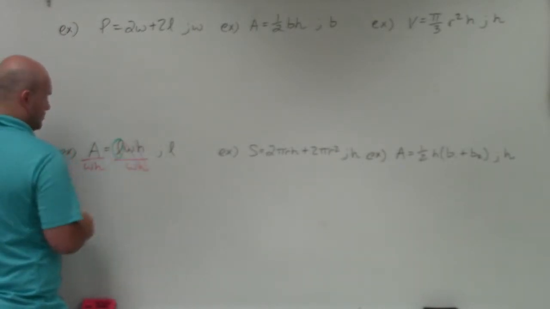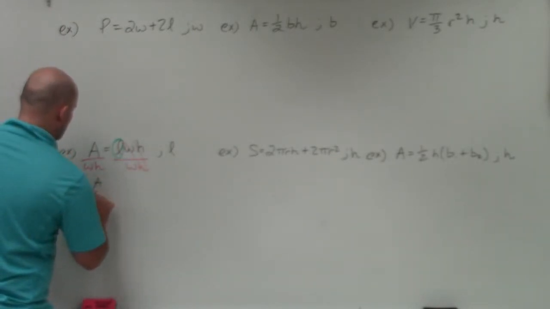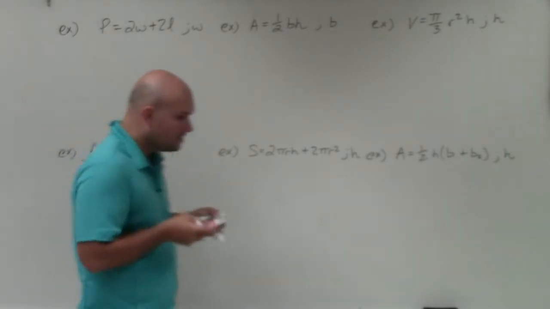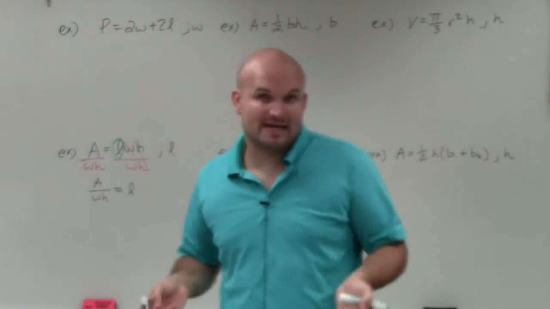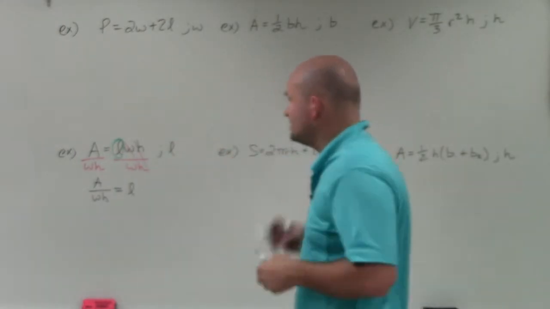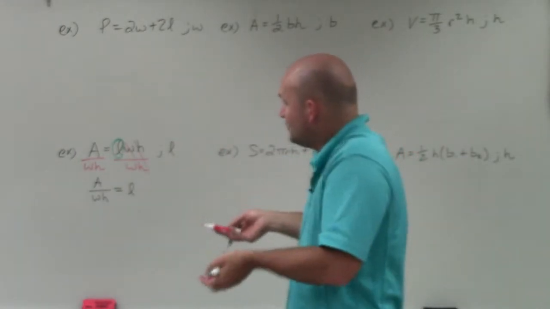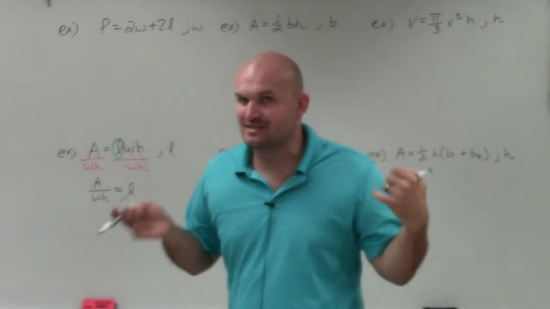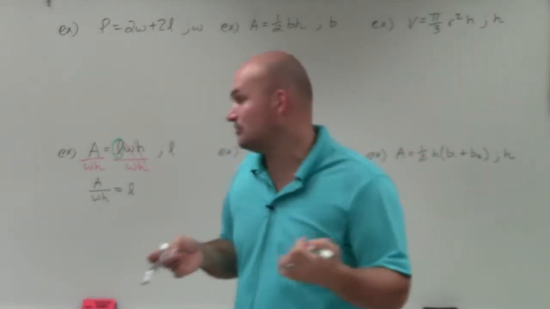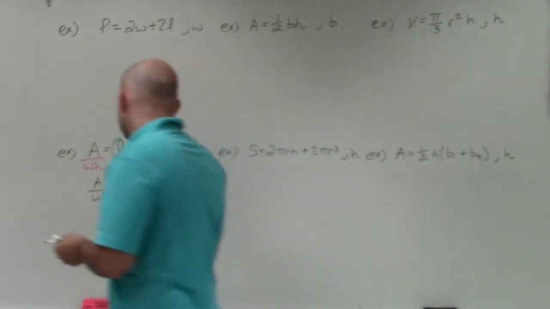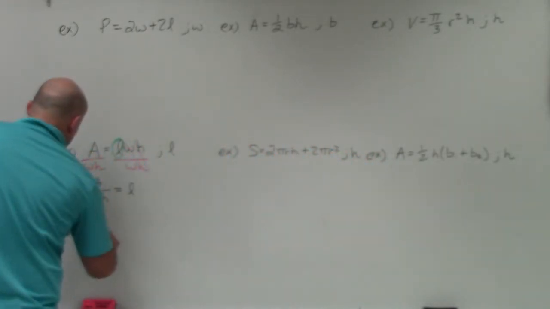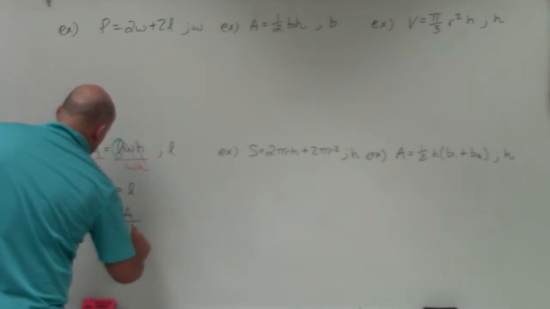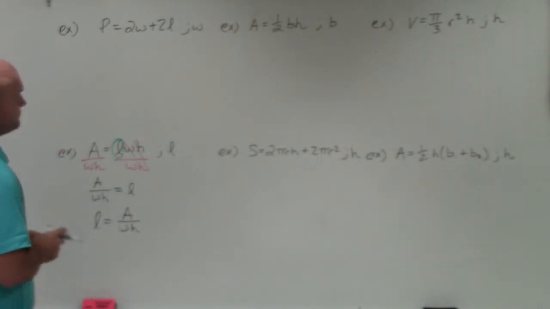Well, that now goes to 1. So I'm just left with a divided by wh equals L. So now you can see by undoing multiplication by using division, my variable has now been isolated. So now L equals a divided by wh. Now again, when we're dealing with variables, we can't divide variables into other variables when they're not like terms. So I'm just going to rewrite this with the L to the left. So L equals area divided by w times h.